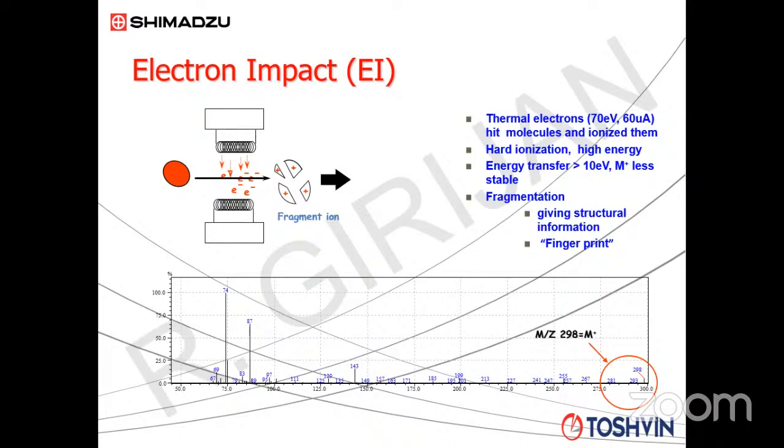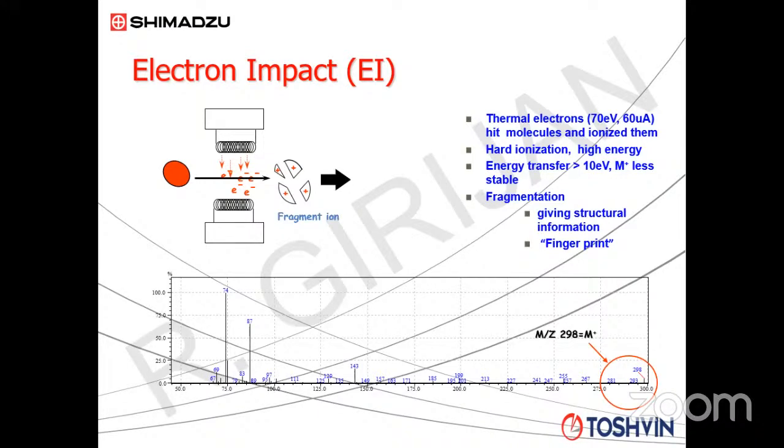And normally we know for most of the organic compounds, the ionization potential is somewhere around 15 to 20 electron volts. And these electrons are having 70 electron volts, so almost 3 to 4 times more energy. And because of the impact, the molecule will be broken down into different pieces. And we are calling them ions or fragments. And all these ions or fragments are having different mass numbers.